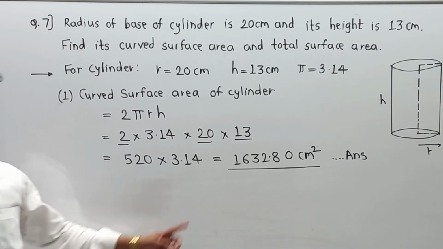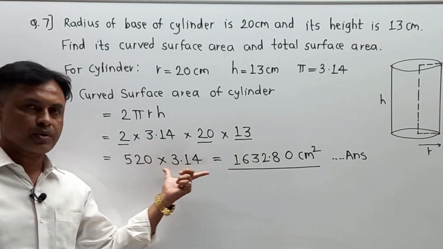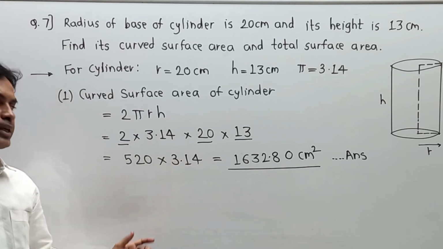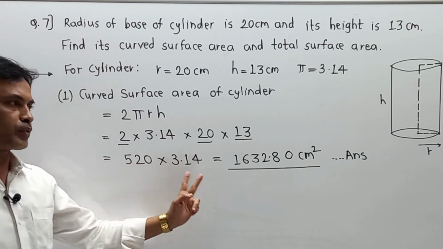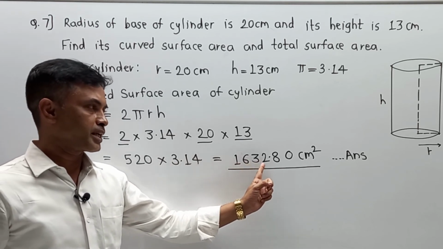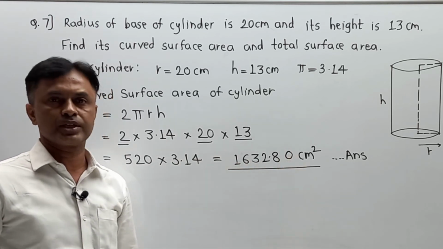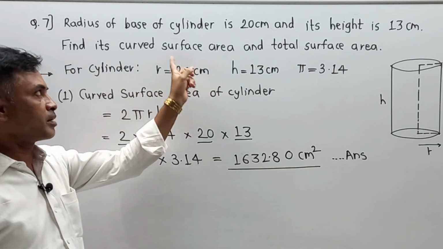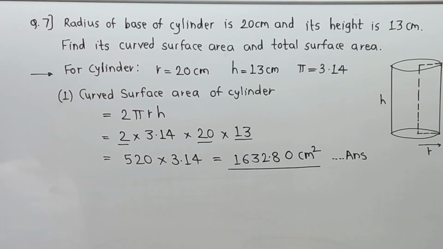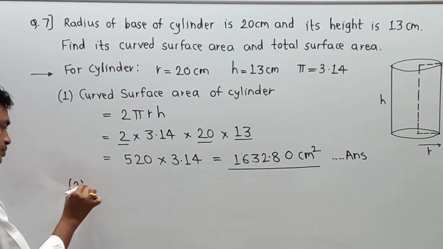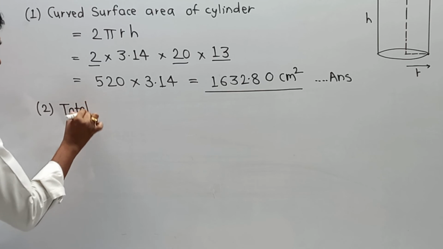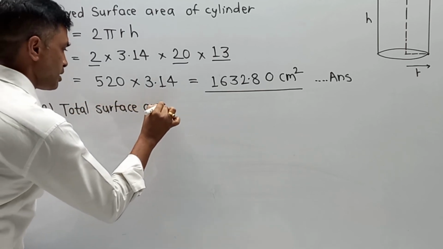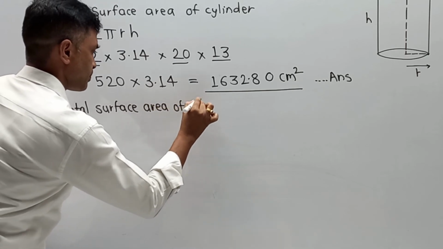Remember student, I am doing it directly by my own calculative method. If you don't understand, do the needful calculation and complete the task. So 520 into 3.14 becomes 1632.80 square centimeter. Similarly, after the curved surface area of a cylinder, we have to calculate the total surface area. So our second part is total surface area of cylinder.